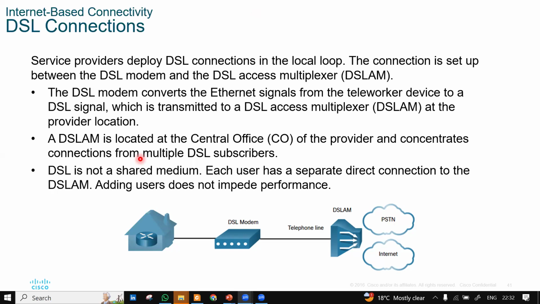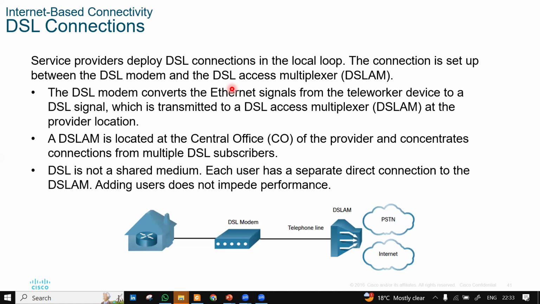Okay, with DSL connections, we have service providers deploying DSL connections in the local loop. The connection is set up between the DSL modem and the DSL access multiplexer. The DSL modem converts Ethernet signals to a DSL signal, which is transmitted to the multiplexer at the provider location. The multiplexer is located at the CO of the provider and concentrates connections from multiple DSL subscribers.